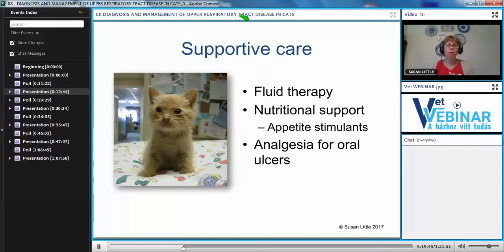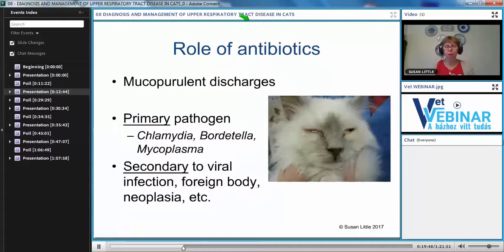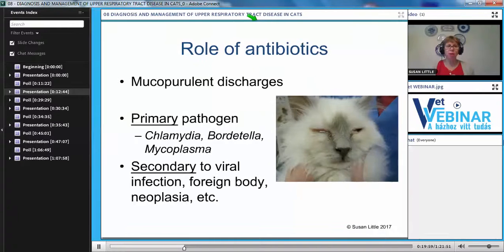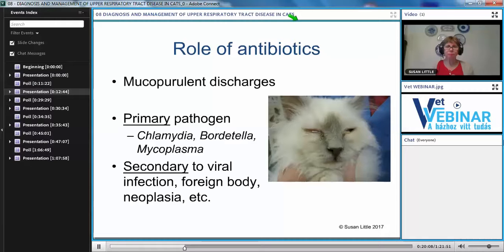So that's supportive care, and we've talked already a fair bit about antibiotics. When would I use antibiotics? When we have evidence that they're needed. So typically that's going to be a patient with a mucopurulent discharge. A patient like this one, you can see this patient, for example, has a mucopurulent bilateral ocular discharge. So when we see that, then we know we either have a primary pathogen that's causing the mucopurulent discharge. Could be ocular, could be nasal.